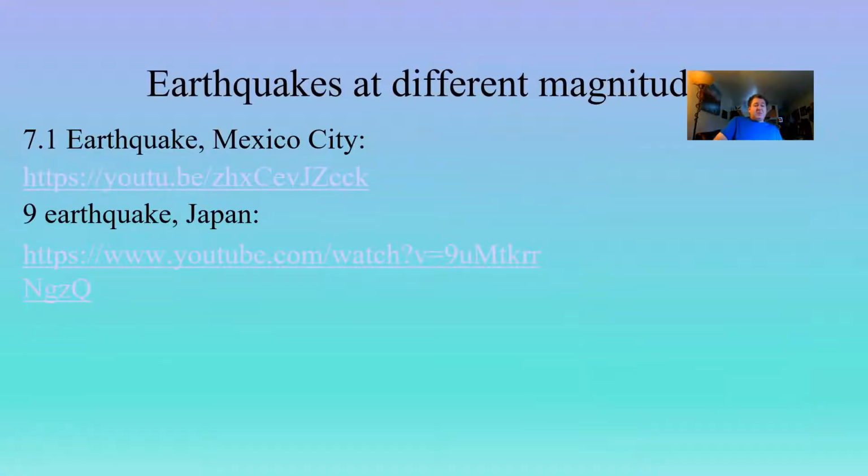And then what I just kind of want to show you here are some different magnitude earthquakes, and we're going to also look at building codes here. So here's a 7.1 magnitude earthquake in Mexico City. This is the same size that I showed you at the very beginning of the lecture when we talked about the California earthquake, right?